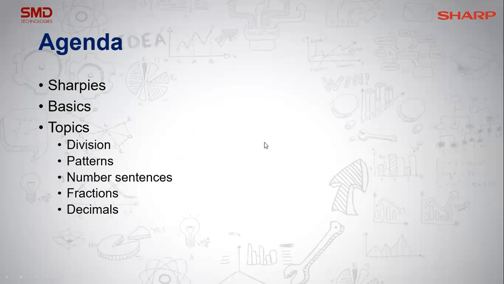So on the agenda today, we're going to look at Sharpies, and then of course some basics, and then the topics, which is really why we're here: the division, the patterns, number sentence, fractions, and decimals. So this is everything according to 8P that we need to cover for term 2.